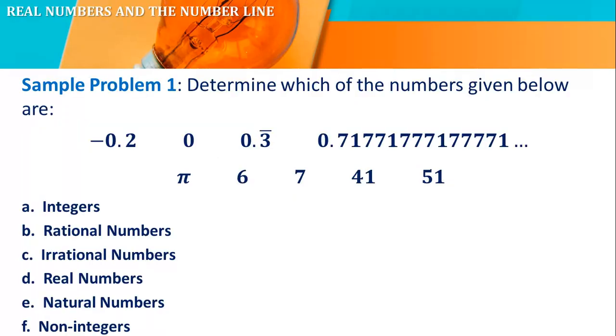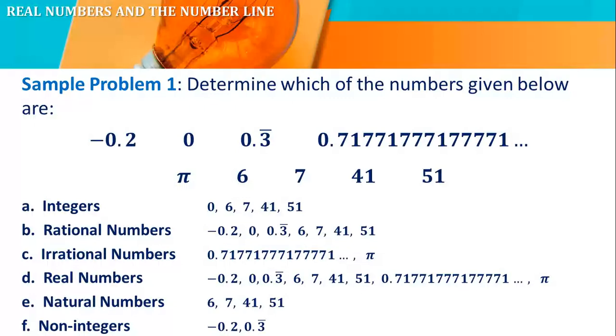Okay? Now, determine which of the numbers, ito yung sample number 1 natin. Determine which of the numbers given below are integers, rational numbers, irrational numbers, real numbers, and natural and non-integers. So ito lang yung pamimilian natin. So sinabi natin na yung integers ay pwedeng negative whole number, pwede siyang positive whole number, or kaya 0. Okay, so ito yung example. Yung integers dyan ay 0, 6, 7, 41, at saka 51.